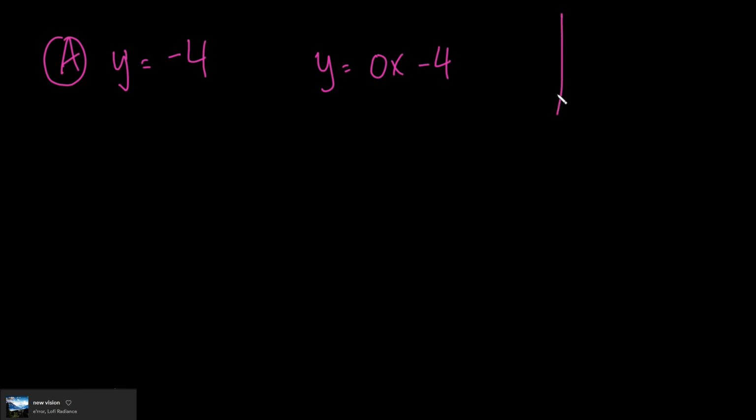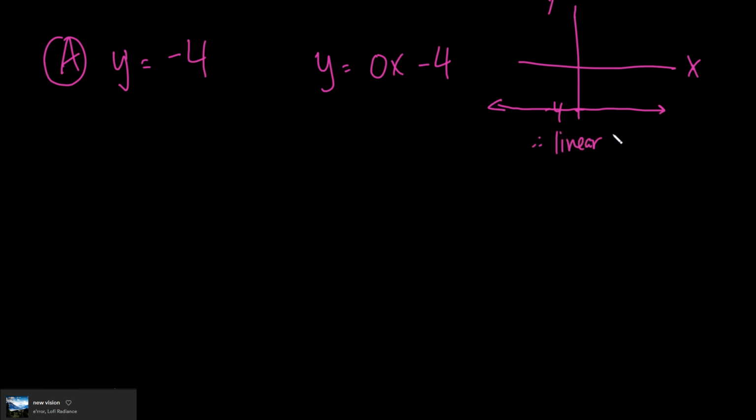So if I were to graph it, imaginary graph here, where this is x and this is y. If I want to graph y equals -4, this would be my -4, and it would be a horizontal line. Remember, it has no slope. So in this case, it's an equation of a line. This is a line, right? So therefore, this is linear. So A is an equation of a line, so it's not my correct answer.